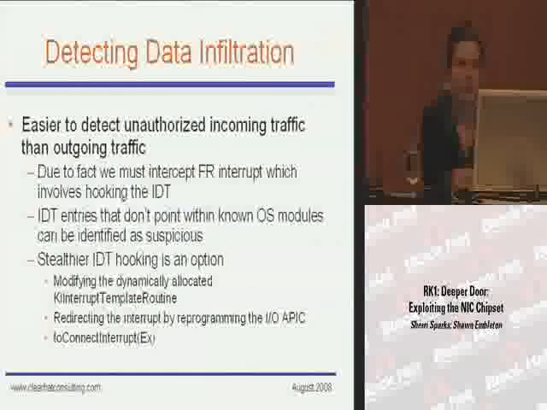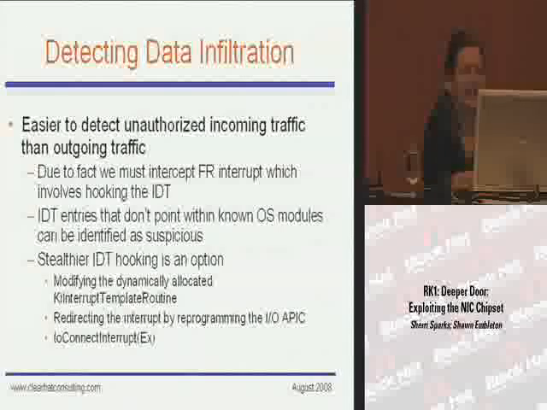So for the people out there that are familiar with rootkits, you can probably imagine that this is a lot easier to detect than the sending data out. That's due to the fact that we have to intercept the FR interrupt. In the simplest case, that involves hooking the interrupt descriptor table. For a long time, rootkit detectors have used heuristics to say if entries in the IDT don't point within known OS modules, then they're flagged as being suspicious.